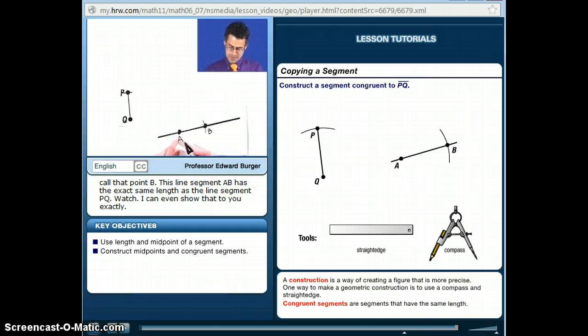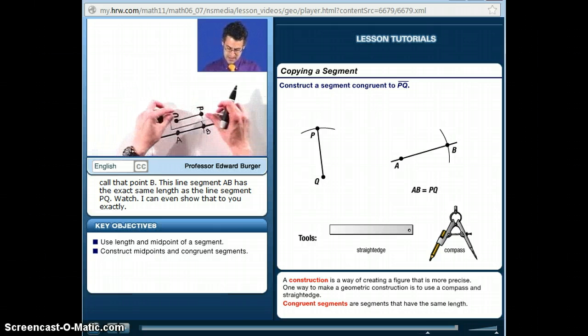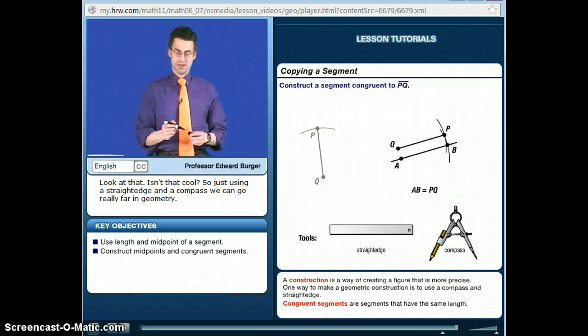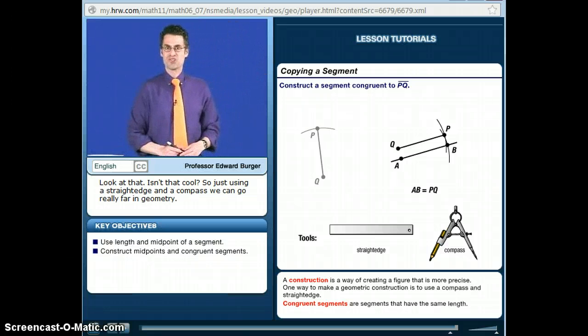And this line segment, AB, has the exact same length as the line segment PQ. And watch, I can even show that to you exactly. Look at that. Isn't that cool? So just using a straight edge and a compass, we can go really far in geometry.